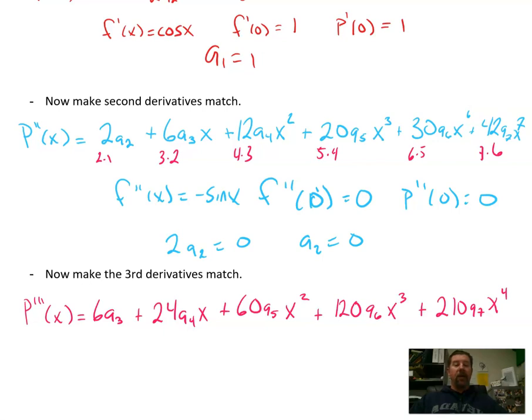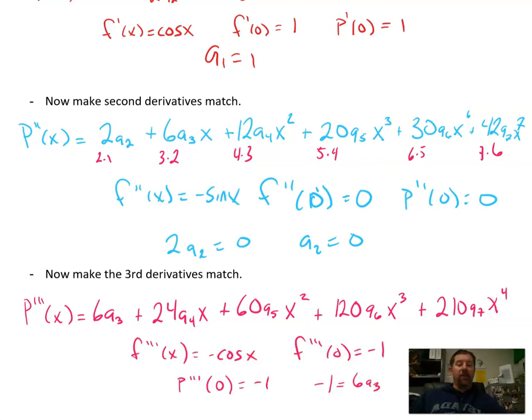And so now again I have to find the third derivative of my function and make it match my polynomial. Okay, so our third derivative of the function is negative cosine x, and I know that f triple prime of 0 is going to be negative 1. So I know that p triple prime of 0 also has to equal negative 1. So when I plug in 0 to this, I know that 6a sub 3 is going to have to equal negative 1, because that's p triple prime. All right? And so now I can solve this for a sub 3.